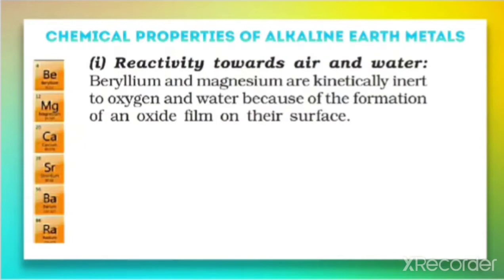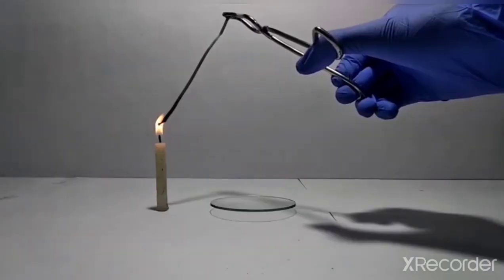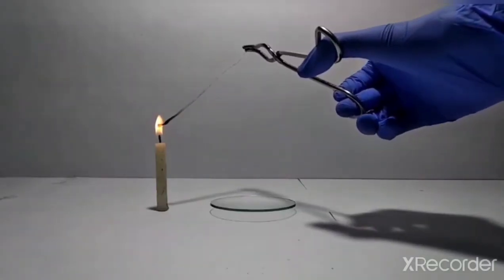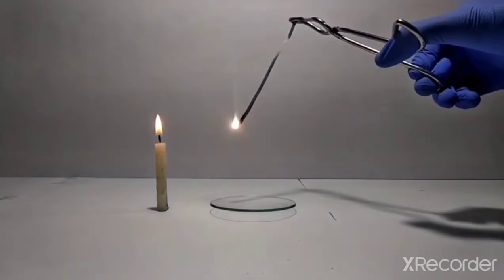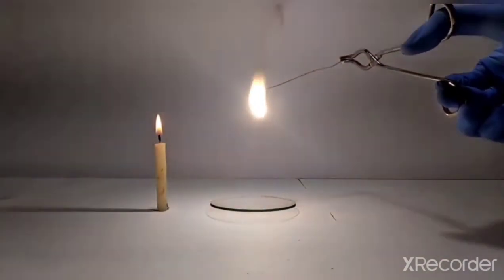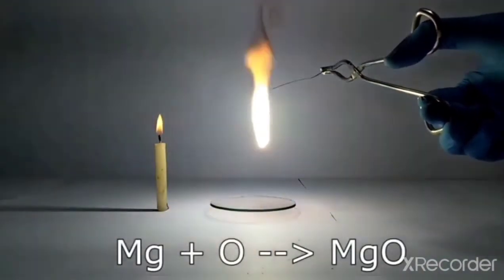First, let us discuss reactivity towards air and water. Beryllium and magnesium are kinetically inert to oxygen and water because of the formation of an oxide film on their surface. However, powdered beryllium burns brilliantly on ignition in air to give beryllium oxide and beryllium nitride. Magnesium is more electropositive and burns with a dazzling brilliance in air to give magnesium oxide.